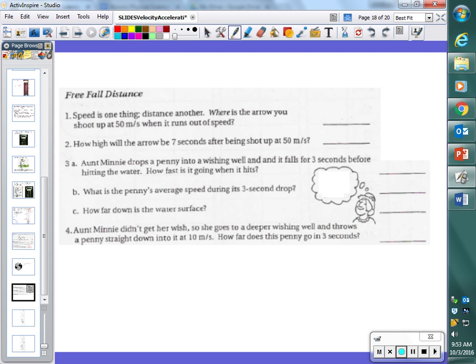Speed is one thing, distance is something else. Where is the arrow you shot up at 50 meters per second when it runs out of speed? What did we just calculate was the height that we shot that arrow into the air? 125 meters. Okay? Good there.